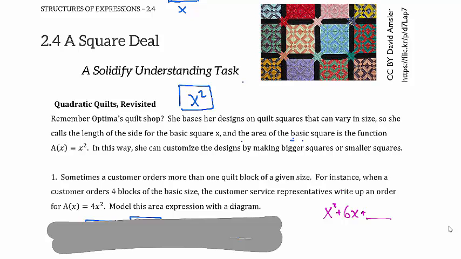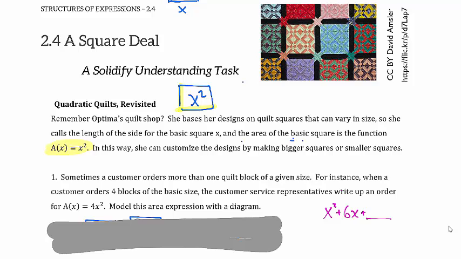Remember Optimus Quilt Shop? She bases her designs on quilt squares that can vary in size, so she calls the length of each side for the basic square x, and the area of the basic square is x times x, or x squared. In this way, she can customize the designs by making bigger squares or smaller squares.